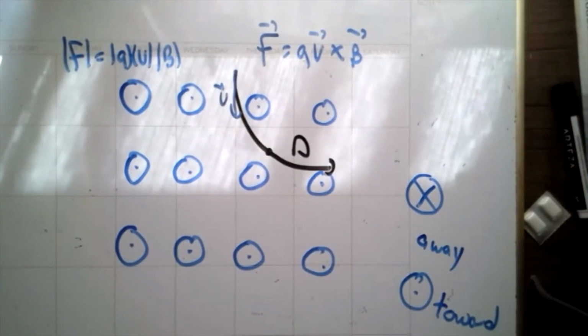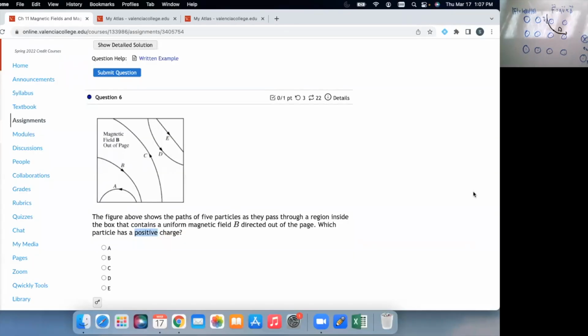All right, what about one of these other guys? Let's look at E. Doesn't get curled at all. Look at him. He just goes straight. He doesn't even notice the magnetic field. He's got to be a neutral charge.